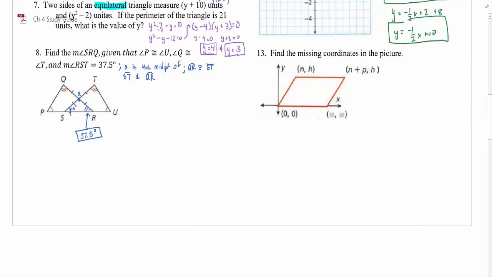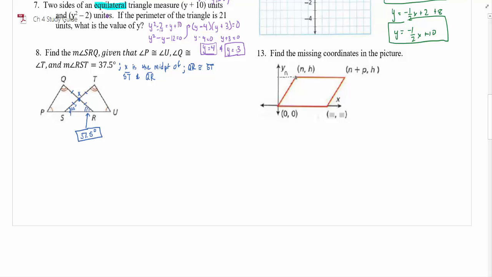Alright, number 13. I'll do a gray just for fun. Okay, so let's do it. This one, find the missing coordinates. What you want to look at is this point. If we find the missing coordinates, understand I'm going right in.